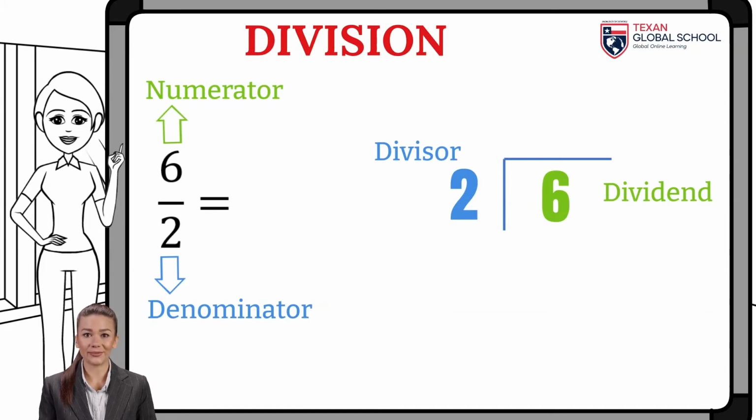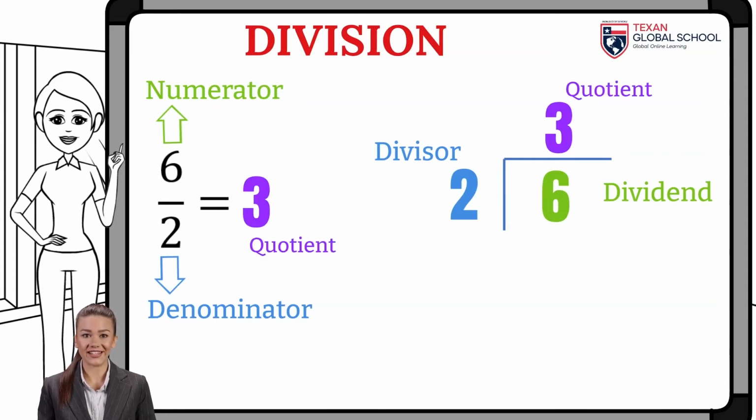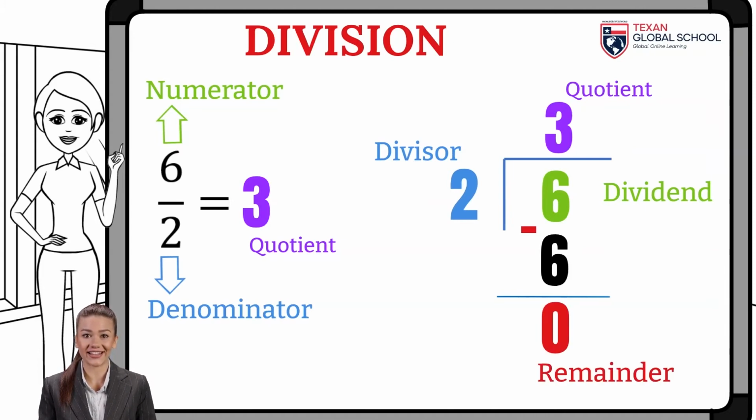We then look for a number that multiplied by 2 results in 6. In this case, it is 3. This number is the quotient and is placed on top of the galley over the dividend. We then multiply the divisor by the quotient. Thus, we multiply 2 times 3. This 2 times 3 result is placed under the dividend and subtracted. In this case, we get 0. This number is called a remainder.